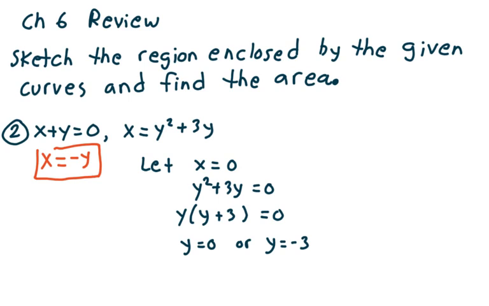And what I like to do is find the y-intercepts for that parabola. And to do that, I'm going to let x equal 0. And if I let x equal 0, that tells me y squared plus 3y equals 0. Factoring out a y, we get y times y plus 3 equals 0. So y equals 0 or y equals negative 3, those are my y-intercepts. And so I'm going to plot both curves on the next page.